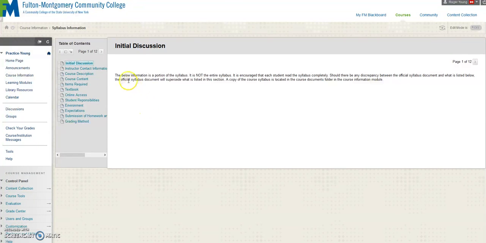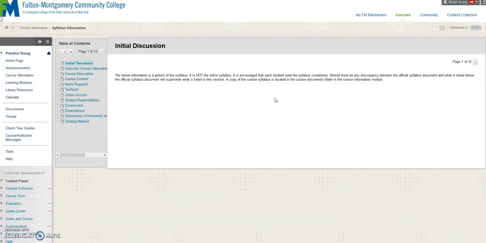I write a disclaimer at the top though. The below information is a portion of the syllabus. It is not the entire syllabus. It is encouraged that each student read the syllabus completely. Should there be any discrepancy between the official syllabus document and what is listed below, the official syllabus document will supersede what is listed in this section. A copy of the course syllabus is located in the course documents folder in the course information module. So I wanted to make sure that was said.